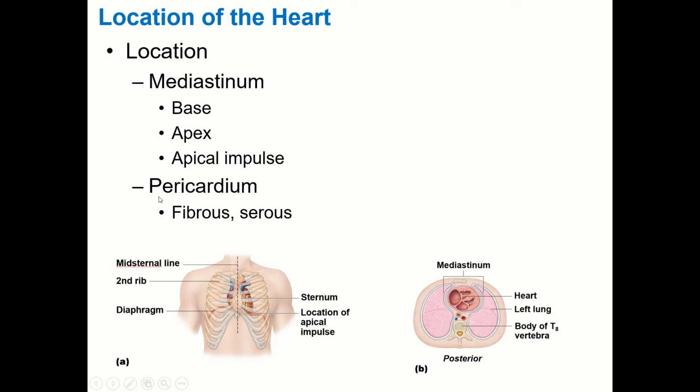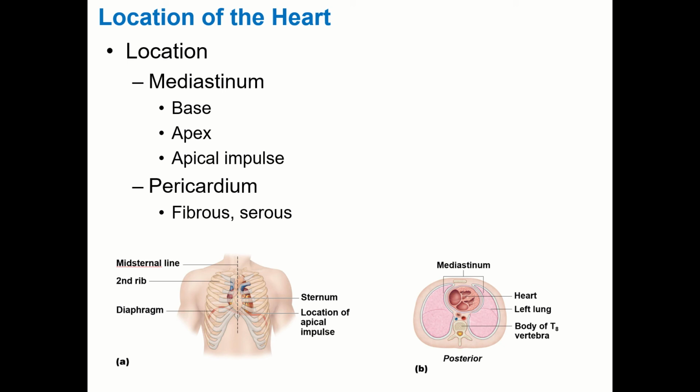The apical impulse, you don't need to know this, but the apical impulse is where the heart, through the pericardial sac, actually bumps up against the chest wall, and it's between your 5th and your 6th ribs on your left side. So you can actually feel that bumping sensation between your 5th and your 6th ribs on your left side.